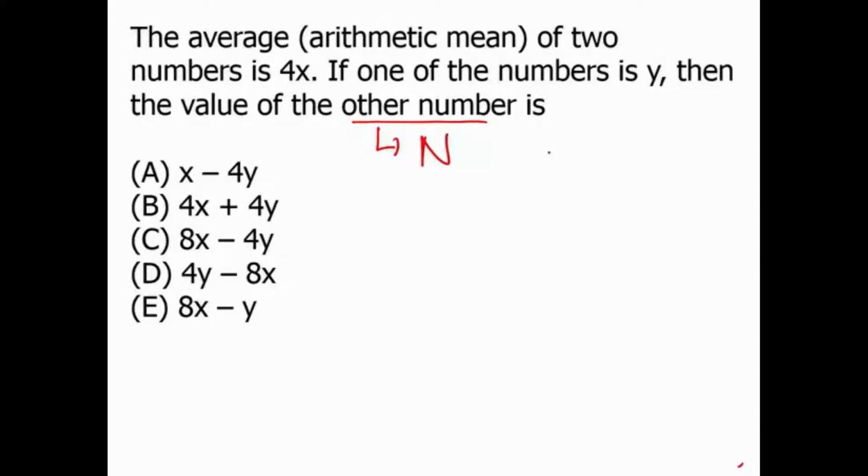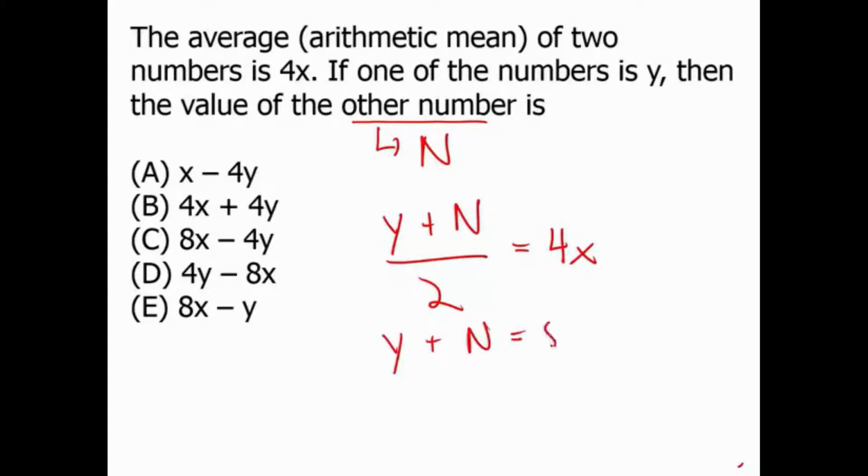So the average of two numbers, we're averaging y and capital N. So (y plus N) over 2. And the average of these two numbers, when we add them up and divide by 2, we get an average of 4x. Multiply both sides by 2, y plus N equals 8x. And then subtract y, N equals 8x minus y. We're looking for this number. This is the other number, and this is answer choice E.